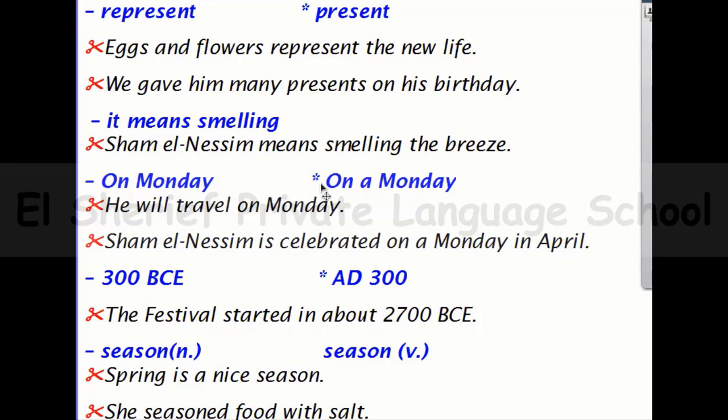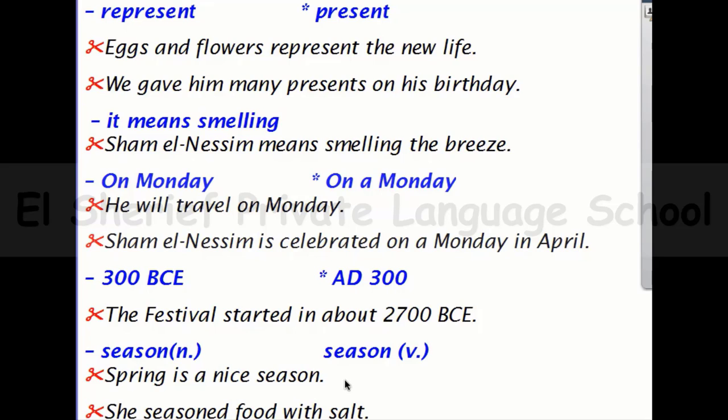On Monday and on a Monday. For example, he will travel on Monday. Number 2, شم نسيم is celebrated on a Monday in April. 300 BCE or AD 300. For example, the festival started in about 2700 BCE.